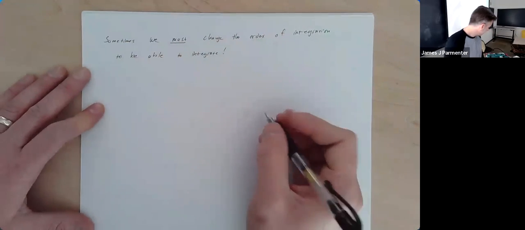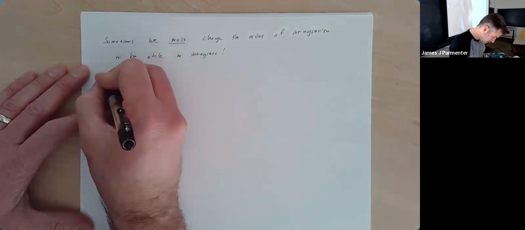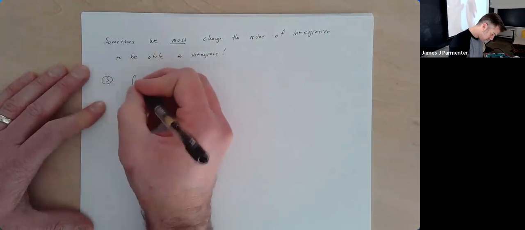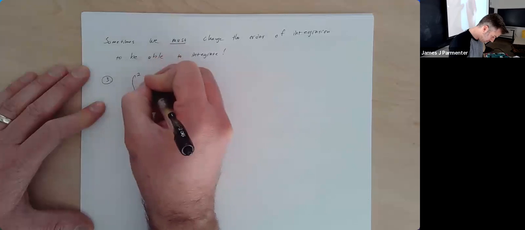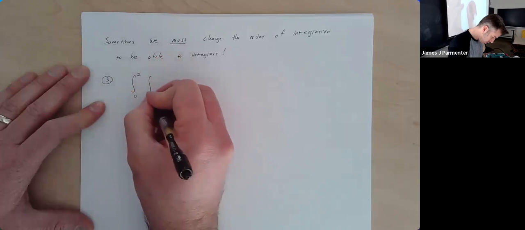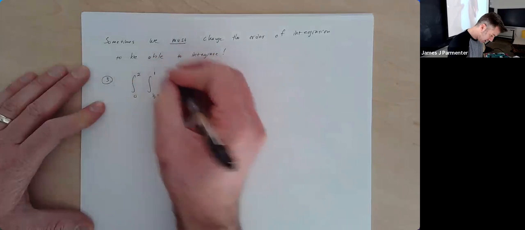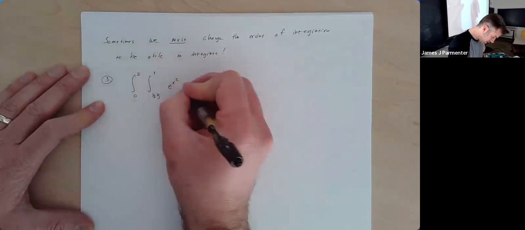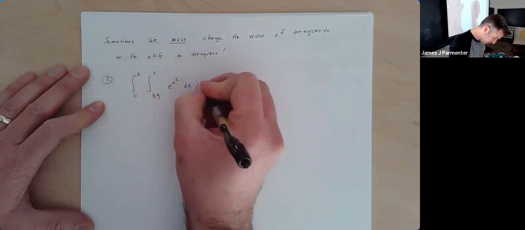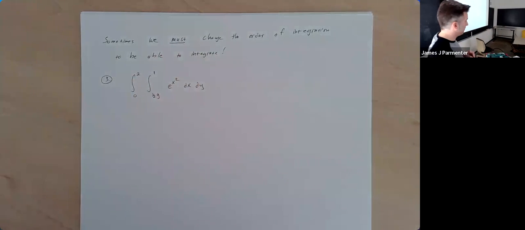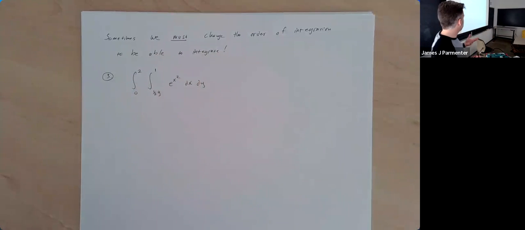Here's an example. We're going to do the integral from 0 to 2 of the integral from 1/2 y to 1 of e to the x squared dx dy. And I know I've said it before, but I'll say it again. E to the x squared or e to the y squared on its own is a function that does not have an antiderivative that we recognize, right? Like it doesn't have what's called an elementary function as an antiderivative.